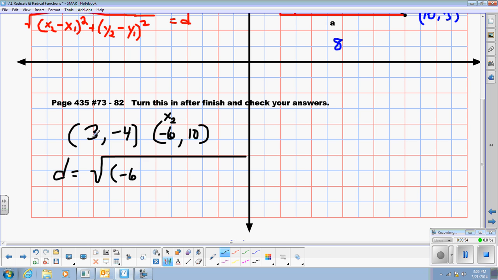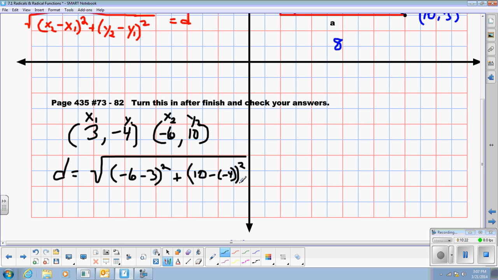And then what is x1? Right here. So minus 3 squared plus, and here's y2, so that's 10. Here's y1, that's a minus negative 4, so I say minus negative 4, which, as you know, I could actually turn this into a what? A plus, of course. So I think I'll do that now.